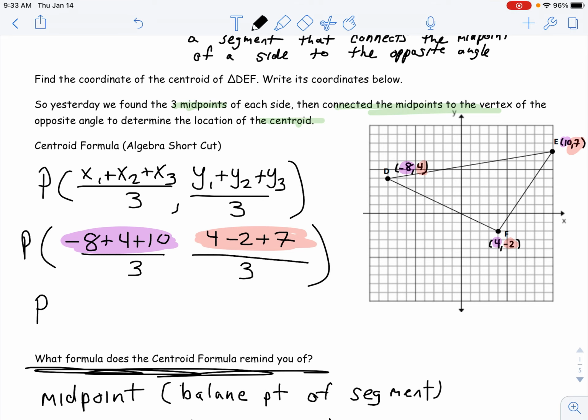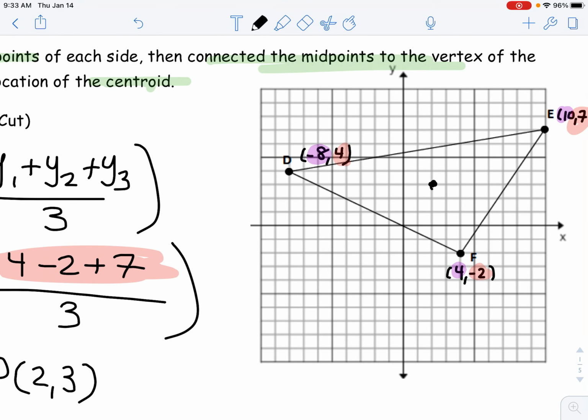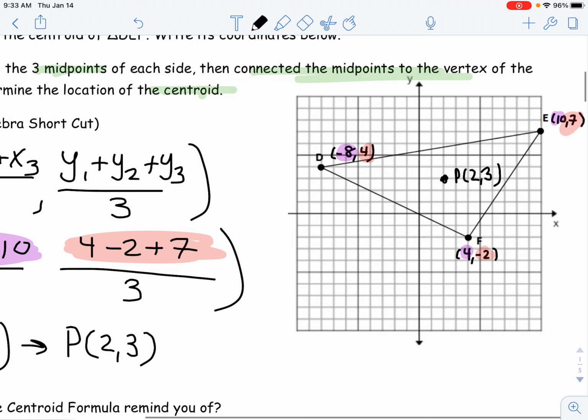All right, and then just a series of calculations. What's negative 8 plus 4 plus 10? That's going to be positive 6 over 3. 4 minus 2 plus 7 is going to be 9 over 3, which goes to 2, 3. All right, so without finding a midpoint, without finding a single median, we are still able to find the centroid with this formula. So 2, 3 right there, that's the balancing point. If I cut this triangle out of my iPad, not only would I destroy my iPad, but I would also know exactly where to balance this triangle, and that's that.